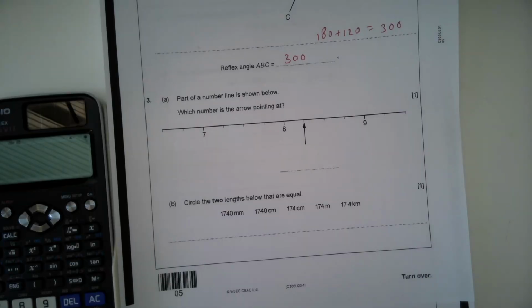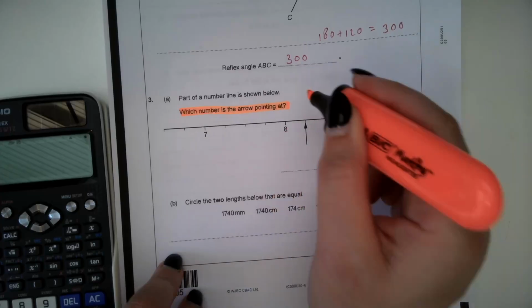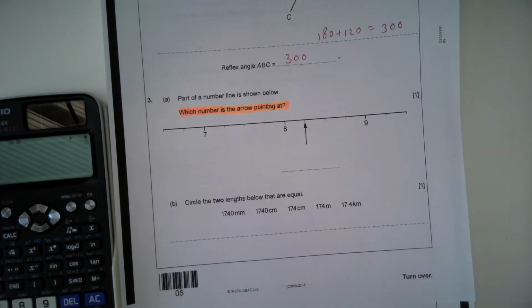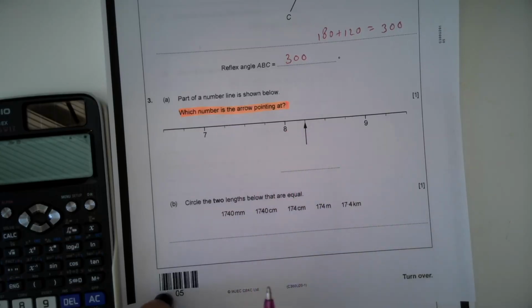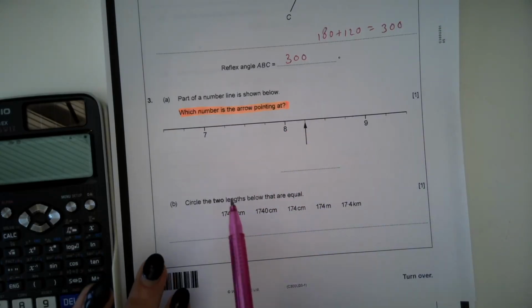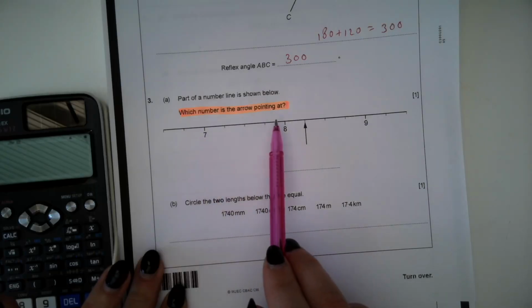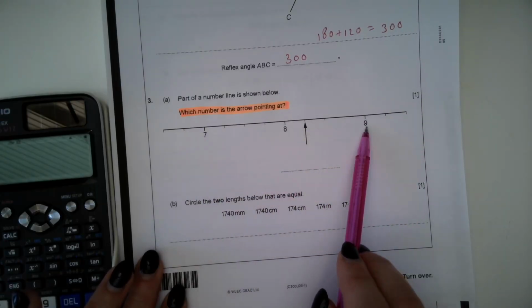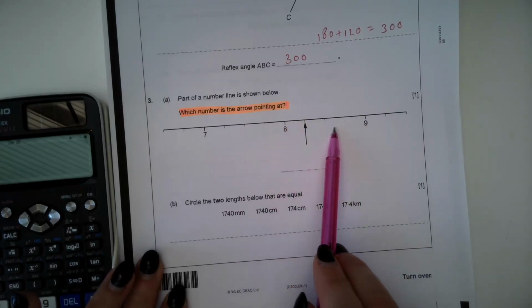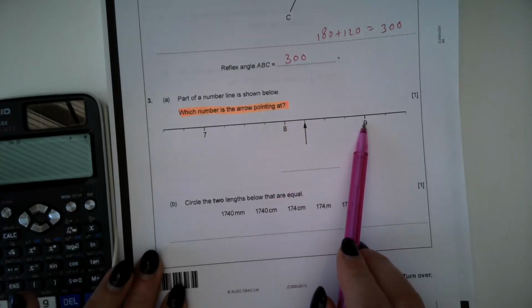3A. Part of a number line is shown below. Which number is the arrow pointing at? So we need to figure out what the increments of this number line are, so what these equal spaces are. So for whole numbers, we go from 7 to 8 and 8 to 9. So we know that this value is going to be between 8 and 9, so it's not a whole number. But we need to figure out what's happening between these two values.